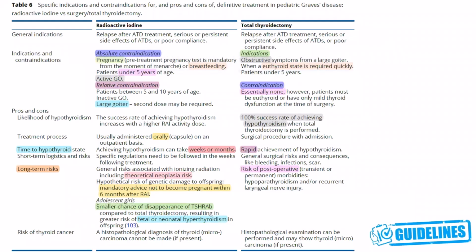And this is the last slide in this guideline, a comparison between radioactive iodine ablation and total thyroidectomy for children. Don't forget that radioactive iodine ablation is absolutely contraindicated in pregnancy and in breastfeeding, and also in patients under 5 years of age. Also, it is not recommended in active orbitopathy. Another relative contraindication is if the patient is between 5 to 10 years of age, with active Graves' orbitopathy or a larger goiter, because in this situation we usually need a second dose of radioactive iodine.